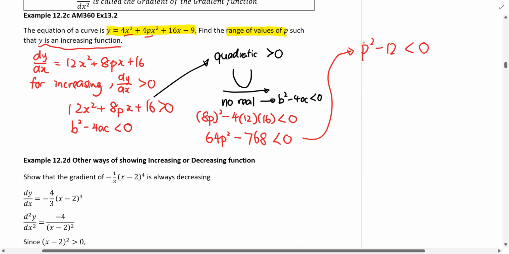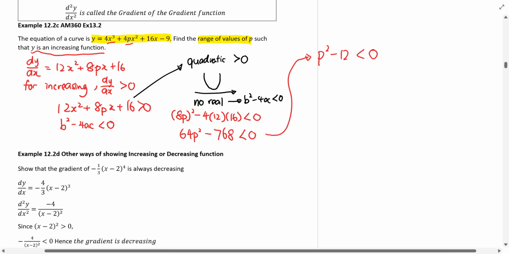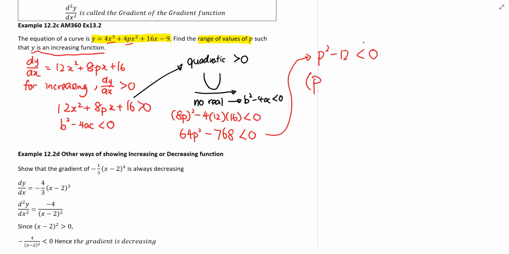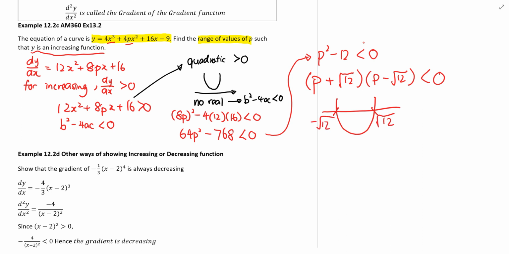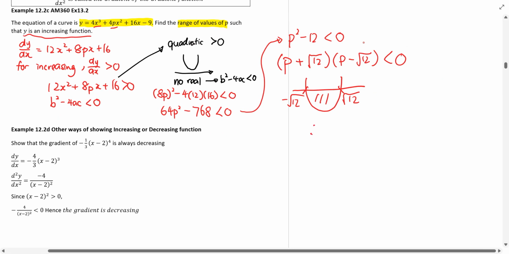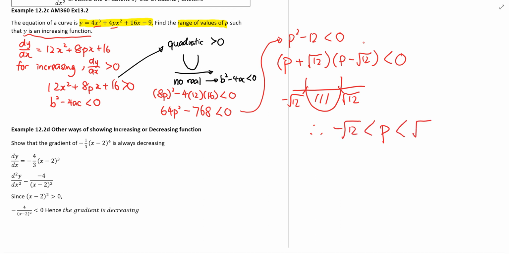I purposely put it here. This question is so that you don't make the mistake of bringing it over. Once you get to here, it is a quadratic inequality: p plus square root 12, p minus square root 12 is less than 0. When you see a quadratic with an inequality, it must always be related to the curve. Negative square root 12 as well as square root 12. Less than 0 is this area at the bottom. So therefore, my final answer is p is greater than negative root 12 and less than root 12.